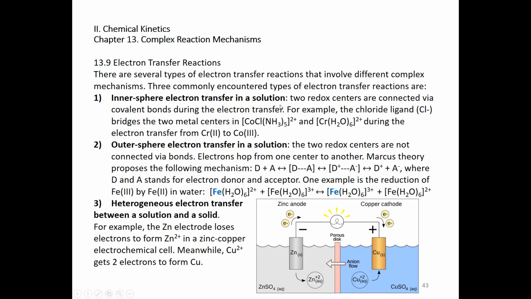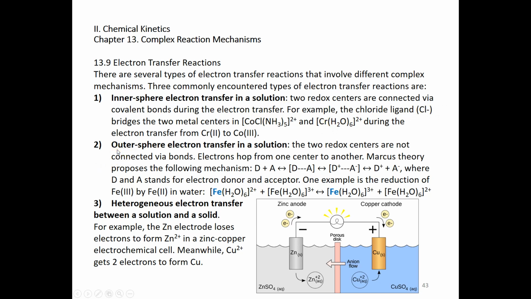In a solution, we may have different transition metal complexes, and then two redox centers may be connected via covalent bonds during the electron transfer. For example, in an aqueous solution, we may have these two transition metal complexes, and it's possible for this chloride ligand to connect this cobalt center and this chromium center, and this electron transfer occurs through this chloride ligand bridge, and it's called inner sphere electron transfer in a solution. Again, there's a bridge from cobalt to chlorine to chromium.